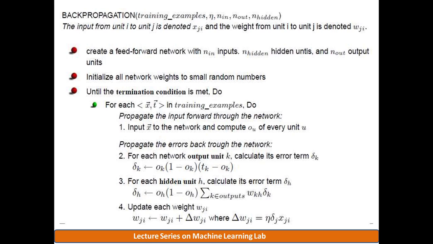multiplied by the error at that output unit. Then we update the weight by using Wji is equal to Wji plus delta Wji, where delta Wji is equal to eta delta j xji. So the backpropagation algorithm uses stochastic gradient descent to adjust the weights.